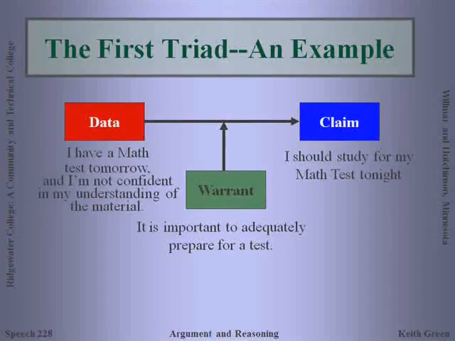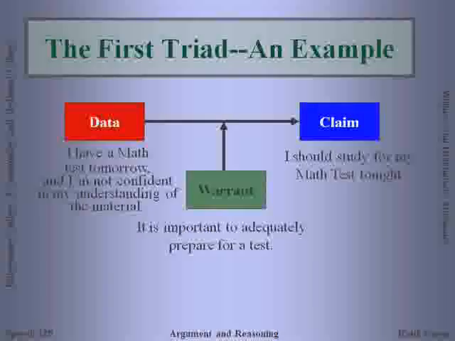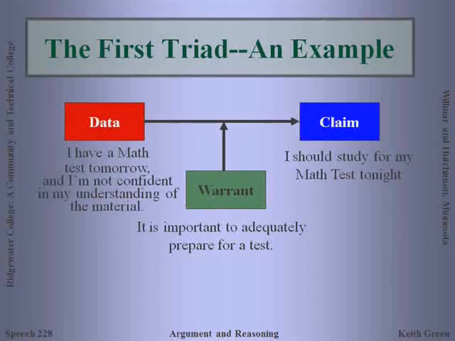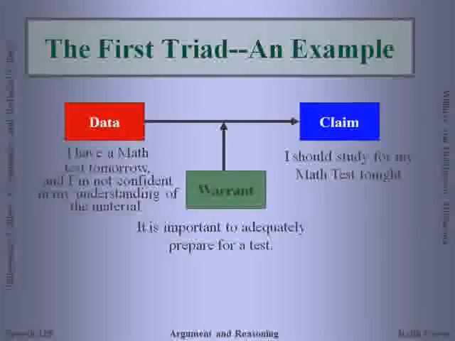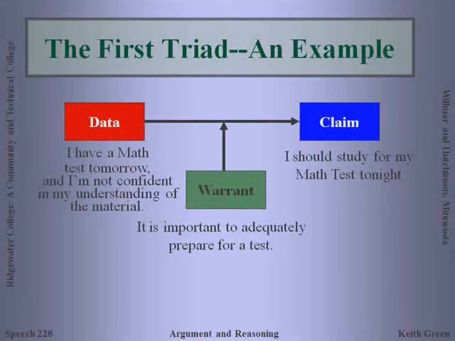Okay, another example. I should study for my math test tonight. The data: I have a math test tomorrow, and I'm not confident of understanding the material. Again, a very simple, well-accepted warrant. It is important to adequately prepare for a test. So again, that's the reasoning that you're using to hook those two together.